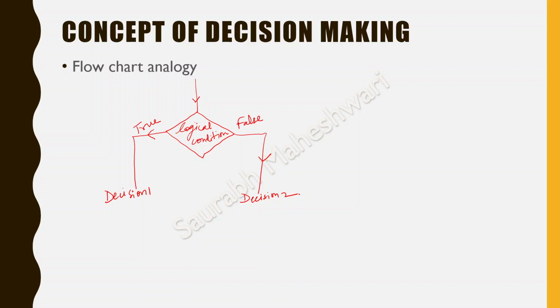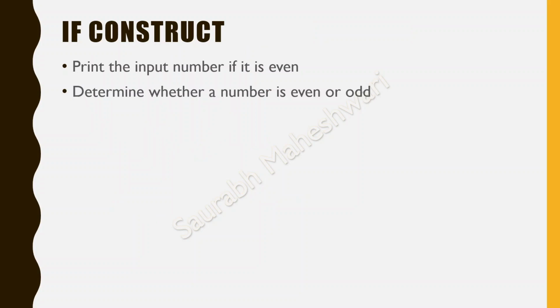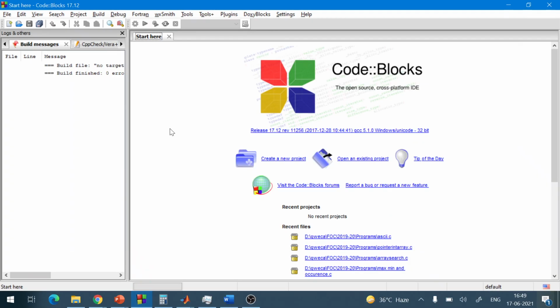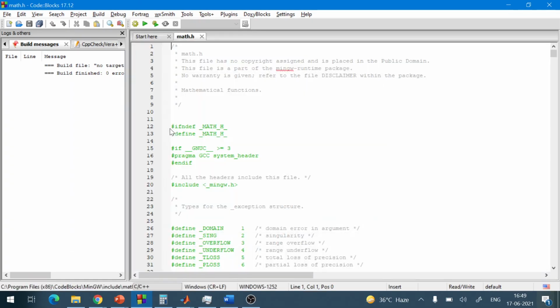So in C programming, how do we write this? The first program that we see, we will directly do the programs so that you are able to write the if construct. The problem we are taking first is to print the input number if it is even. Please listen to the statement carefully: print the input number if it is even. You have to print the input number only if it is even.